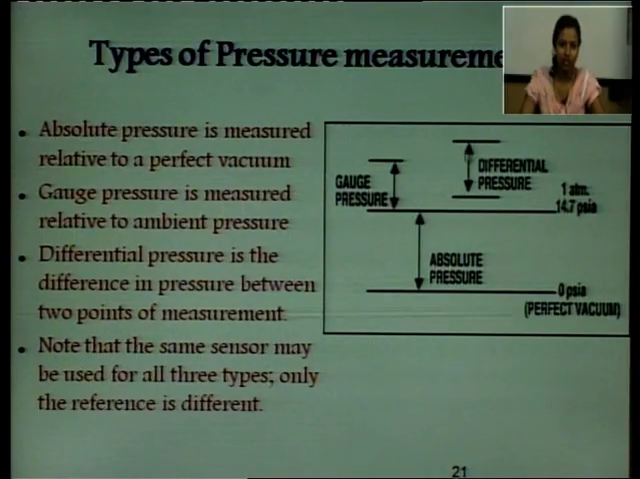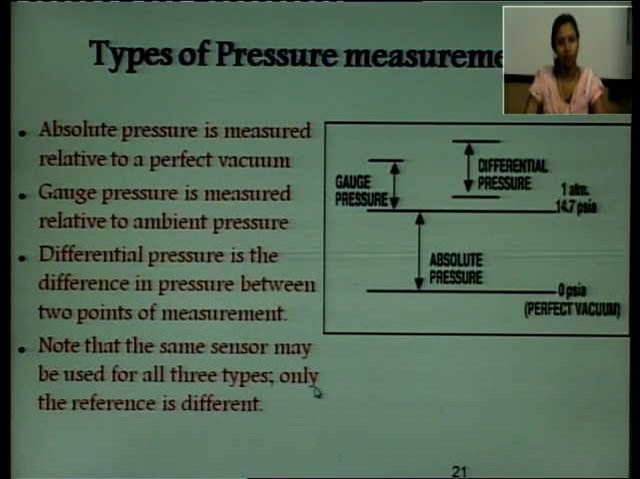Differential pressure is a difference between any 2 points, any 2 levels. Absolute pressure is measured relative to the perfect vacuum. Gauge pressure is measured relative to the ambient pressure. Differential pressure is the difference in pressure between the 2 points of the measurement. Note that the same sensor may be used for any type, but the reference is different in each case.